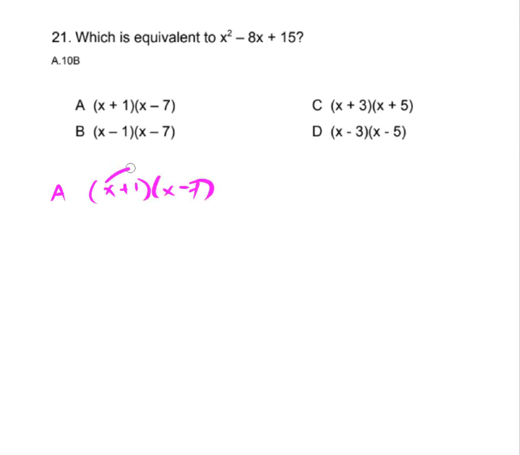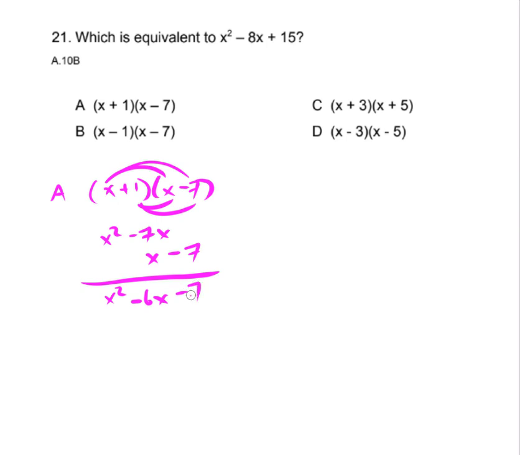So I'm going to FOIL: x times x is x squared, right? X times negative 7 is negative 7x. 1 times x is x, and 1 times negative 7 is negative 7. X squared minus 6x minus 7. That did not give me negative 8x. So in this case, this is not the answer. A is out. Let's try B.